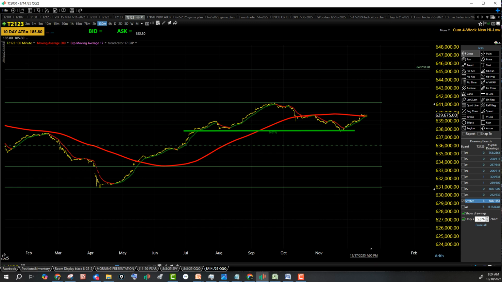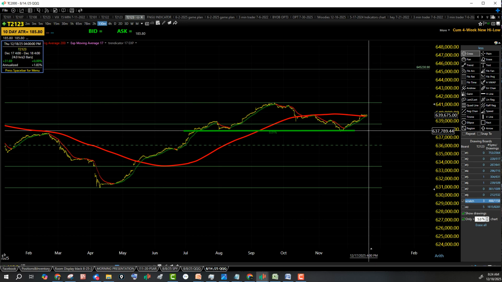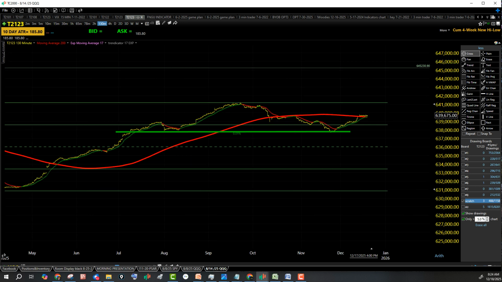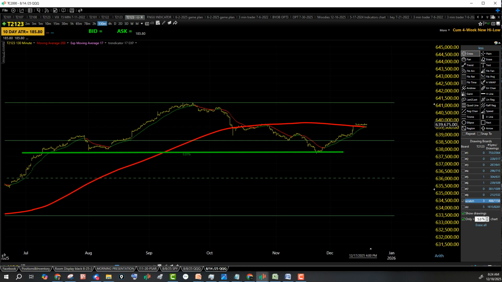Okay, here's the September high. Here's the pullback, right back to the neckline of a prior head and shoulders pattern in the upper third. Right there, see that green line represents the upper third. So we're up here, so we're bullish.